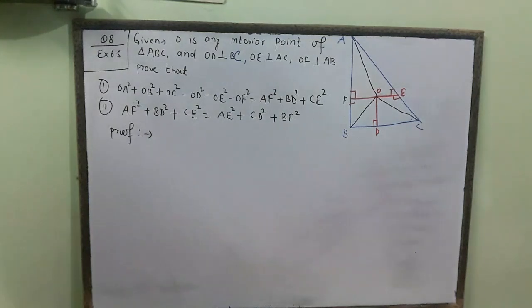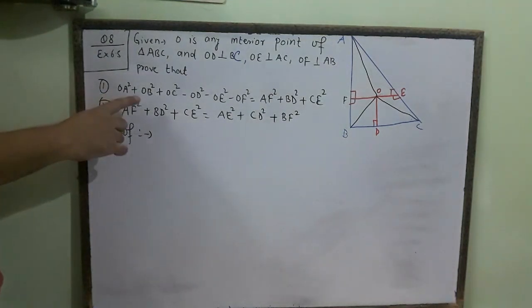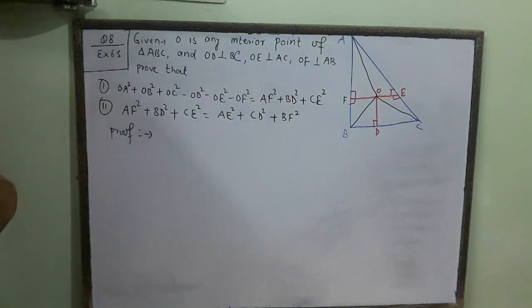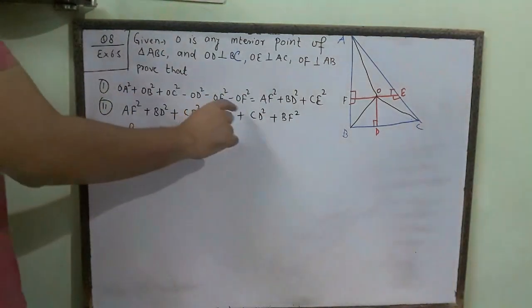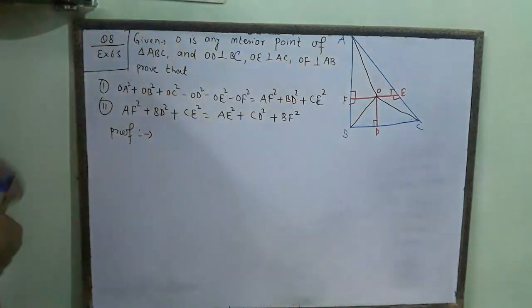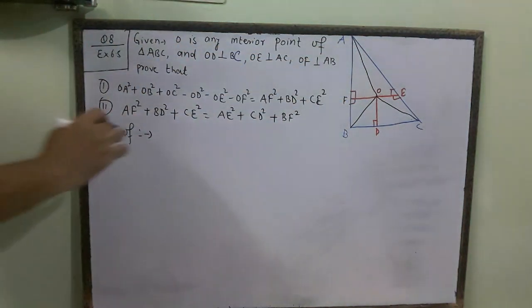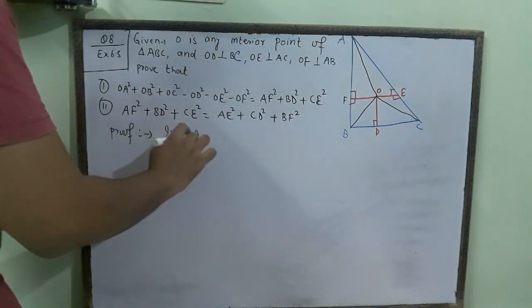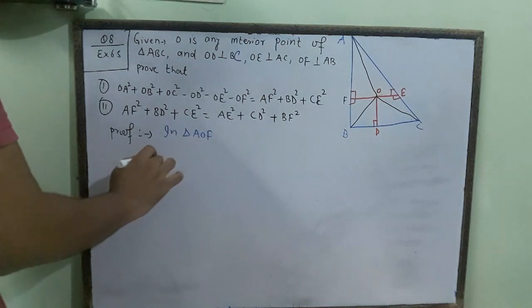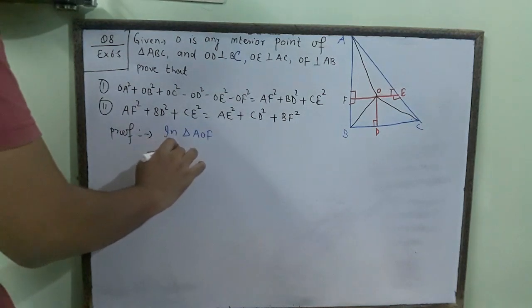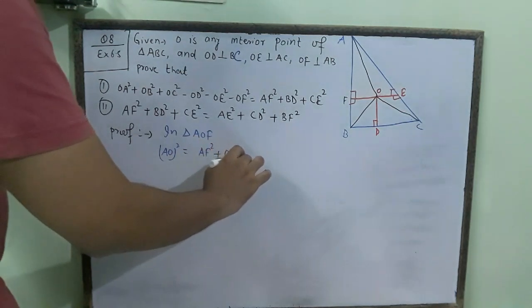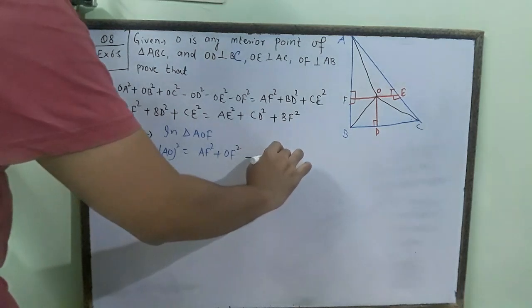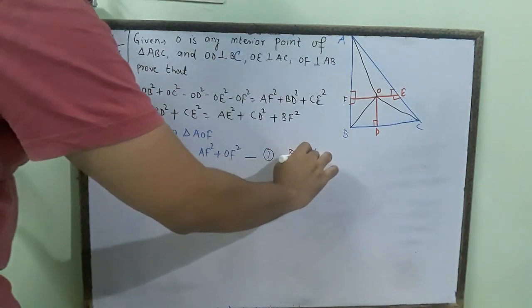For this one, see how we will pick the triangle, how you can choose the triangle. See, the relationship of OA square with AF square, so we will choose triangle AOF. In triangle AOF, AO square can be written as AF square plus OF square by PGT. This will be equation 1.